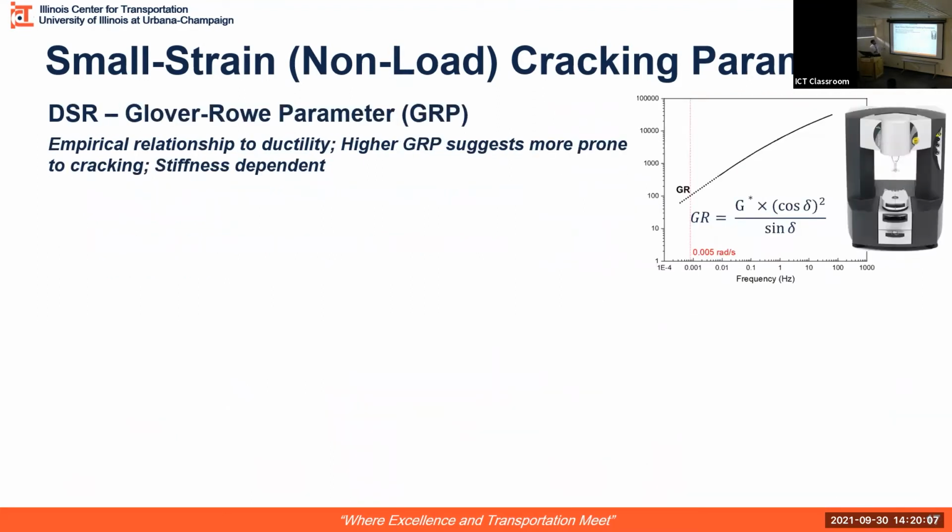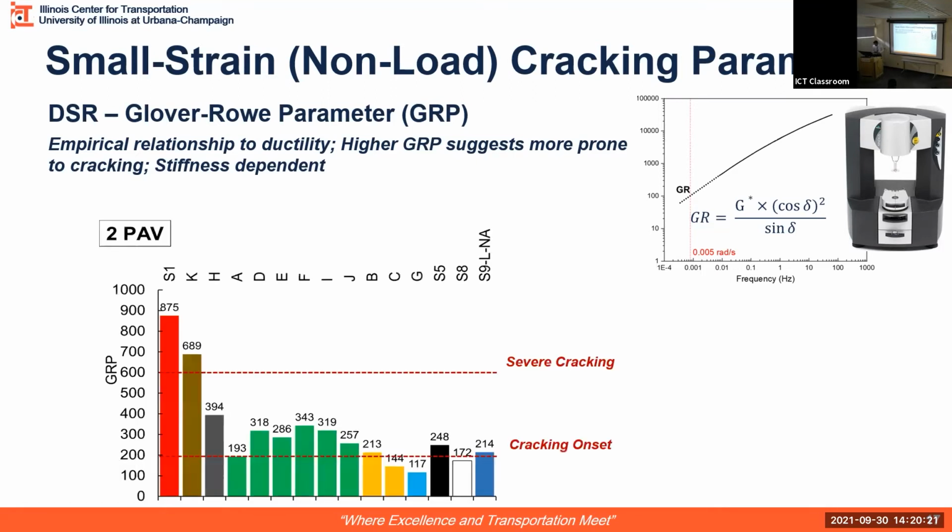Another parameter was the global rho parameter, which is a stiffness dependent parameter and has an empirical relationship to binder ductility. Higher global rho parameters suggest that the binder is more prone to cracking. Since we saw a similar kind of effect as we saw in delta TC, we saw more apparent differences starting at 2 PAV. So at this point, I'm just showing the 2 PAV results, but the trends were similar and were more clear as we move forward with 2 PAV.